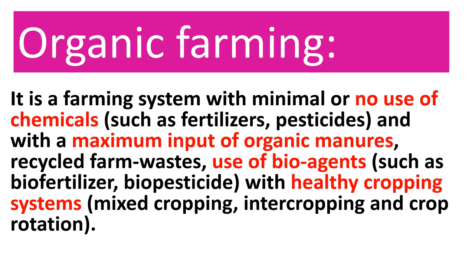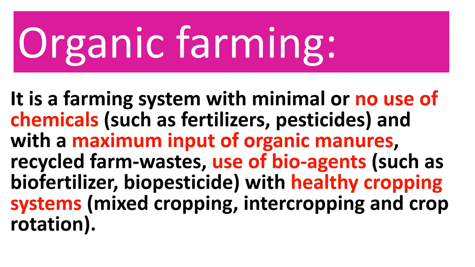So the first point is no use of chemicals, and with a maximum input of organic manure like recycled farm waste products like cow dung, that is animal waste, and straw, that is plant waste. So the second point is maximum use of organic manure. Third is use of bioagents. What are the examples? Such as biofertilizers, biopesticides. And the fourth point is a healthy cropping system.